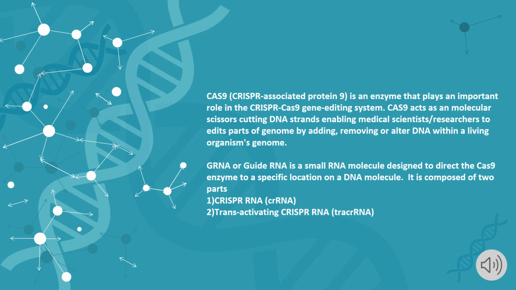gRNA, or guide RNA, is a small RNA molecule designed to direct the Cas9 enzyme to a specific location on a DNA molecule. It is composed of two parts: 1. CRISPR RNA. 2. Transactivating CRISPR RNA.